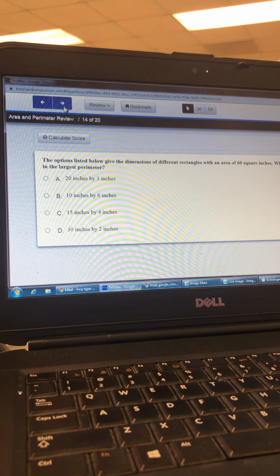All right, let's try this one. It says the options listed below give the dimensions of different rectangles with an area of 60 square inches. Which dimension will result in the largest perimeter?